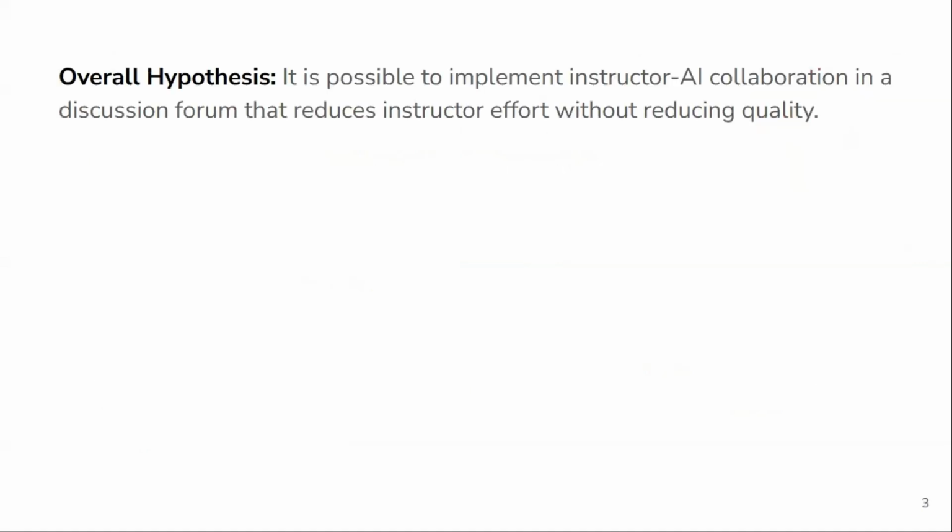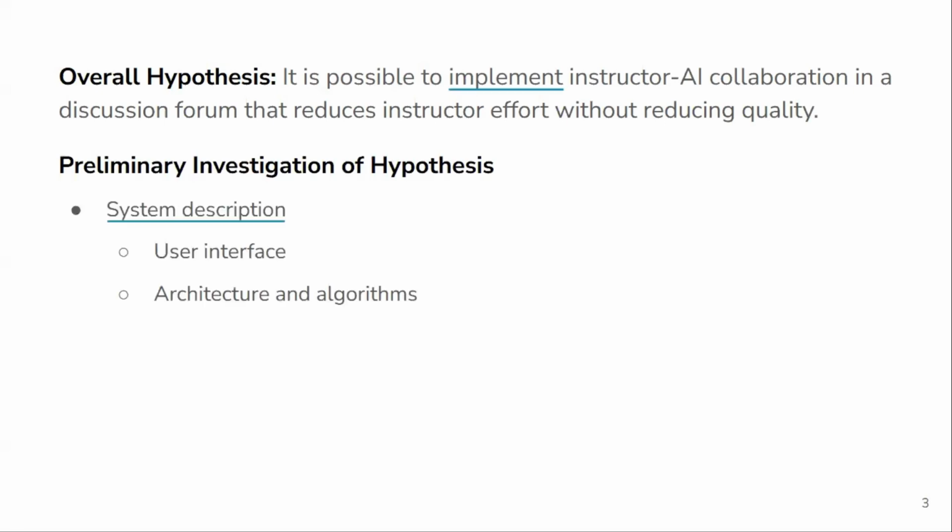And that brings us to our overall hypothesis, which is that it is possible to implement an instructor AI collaboration inside of a discussion forum that reduces instructor effort without reducing quality. So we present here a preliminary investigation of this hypothesis, starting with a description of this system. This should tackle the first half of this hypothesis, basically whether it is possible to implement such a system for instructor AI collaboration. We will show here a user interface and then the architecture and algorithms behind it.